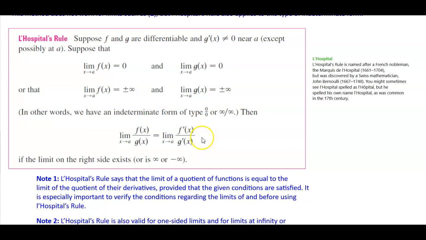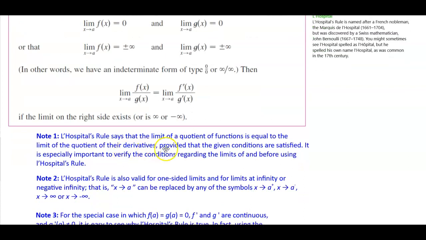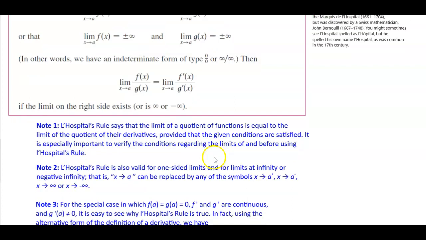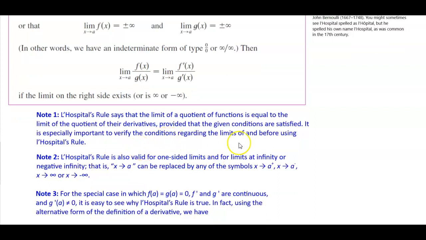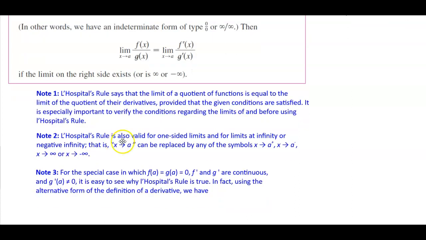Okay, now, note 1. L'Hopital's rule says the limit of a quotient of functions is equal to the limit of the quotient of their derivatives, provided that the given conditions are satisfied. It is especially important to verify the conditions regarding the limits of f and g before using L'Hopital's rule. Now, L'Hopital's rule is valid for one-sided limits and for limits at infinity or negative infinity. That is, x approaching a can be replaced by any of the following symbols: x approaching a from the right, x approaching a from the left, x approaching positive infinity, or x approaching negative infinity.